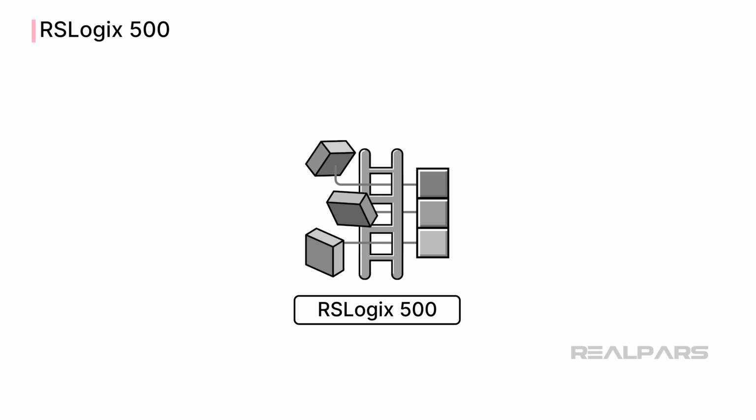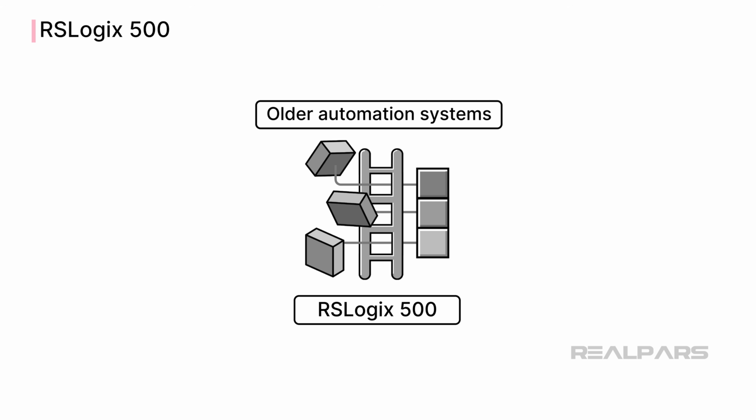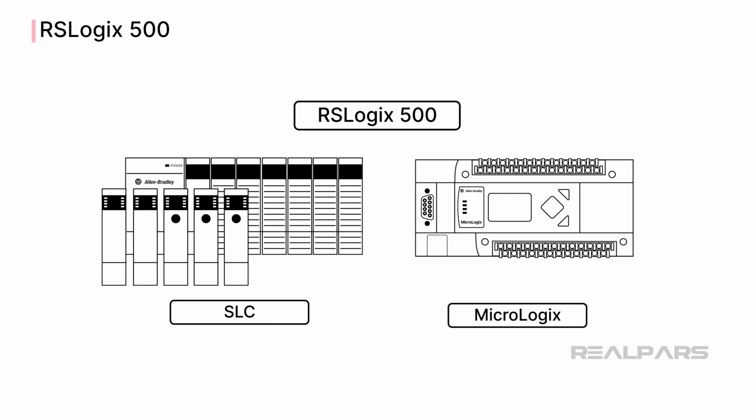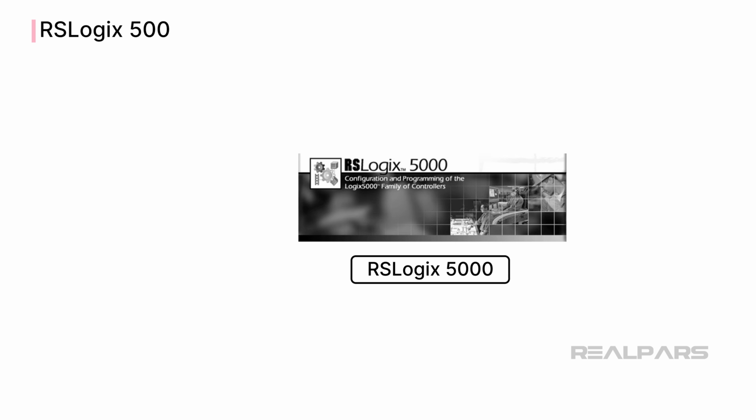RSLogix 500 is mostly used to support older automation systems that are controlled by SLC or MicroLogix PLCs. Eventually, these automation systems will be updated to use newer Allen-Bradley PLCs, and RSLogix 500 will be discontinued. Now that we know what RSLogix 500 is, let's talk about its big brother, RSLogix 5000.